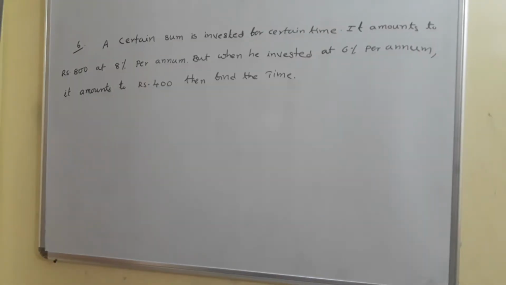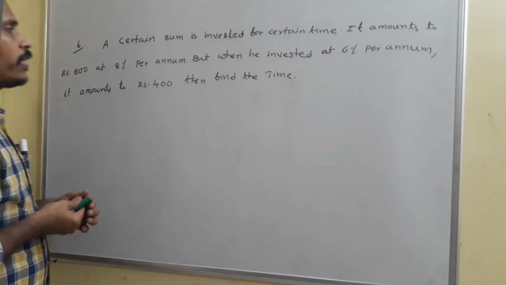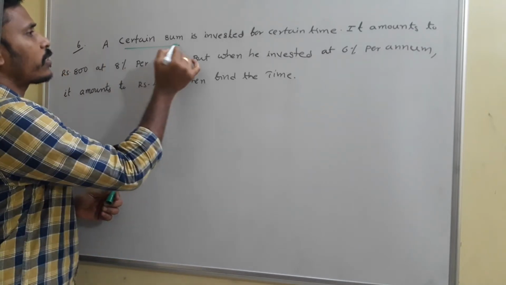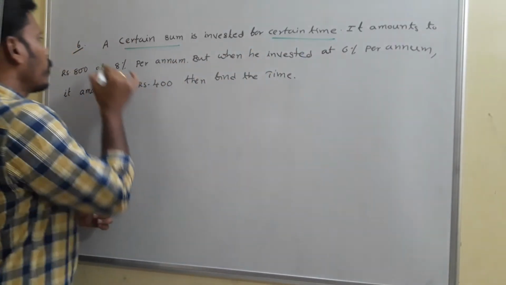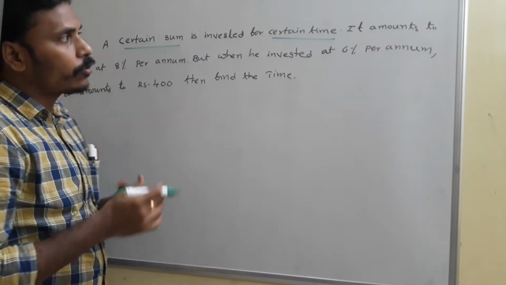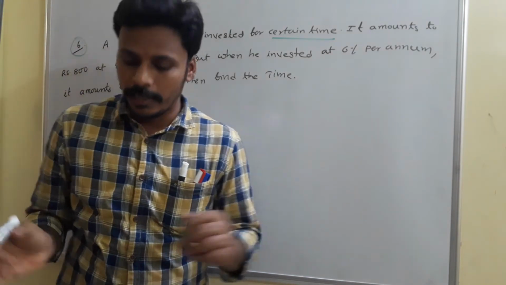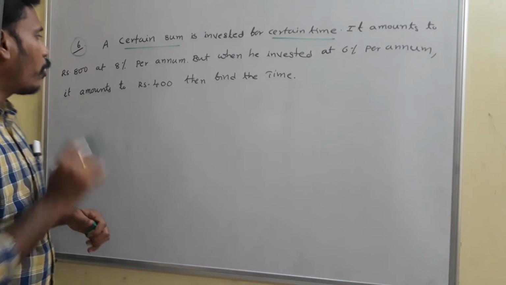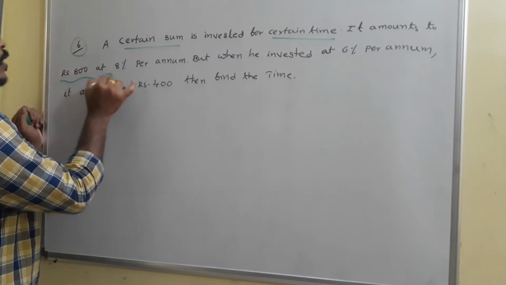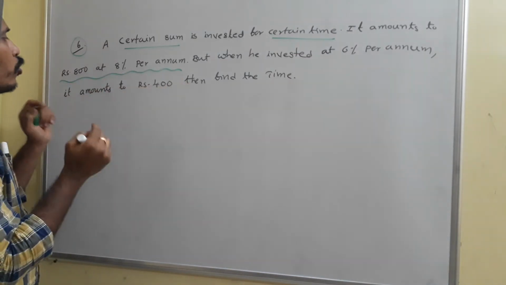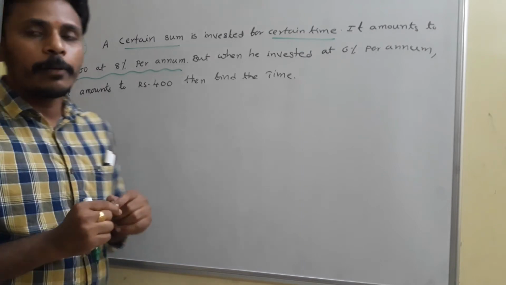A certain sum is invested for a certain time. That means the principal is not clear, and the time is also not clear. Okay, a certain sum and a certain time, as they mentioned. It amounts to 800 rupees at 8% per annum.